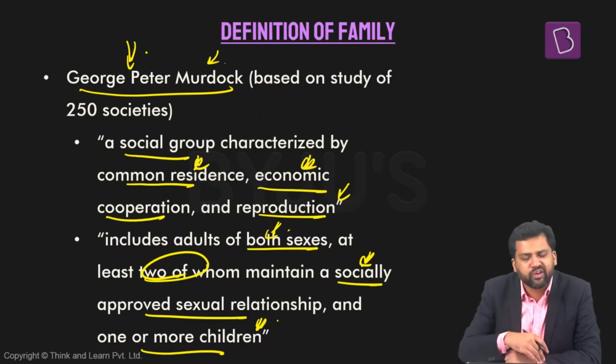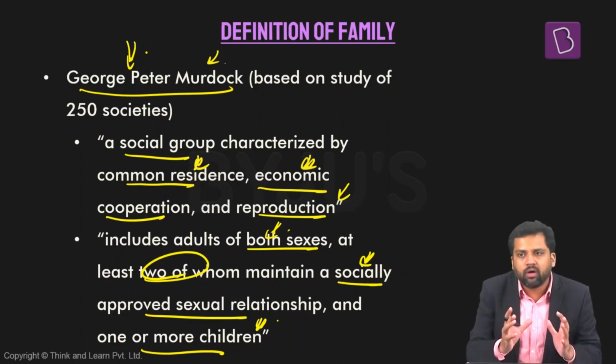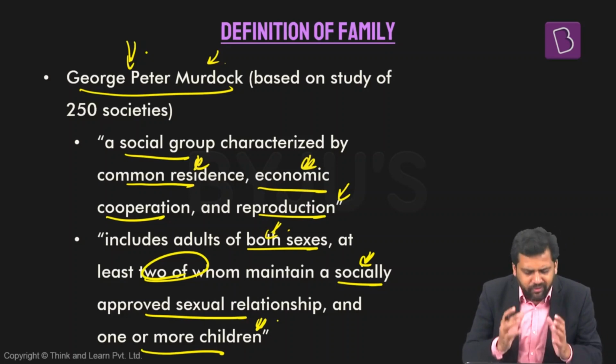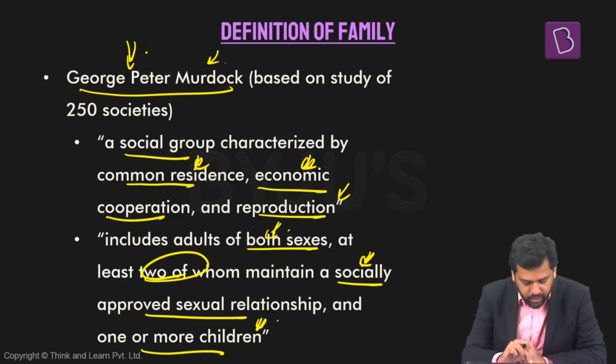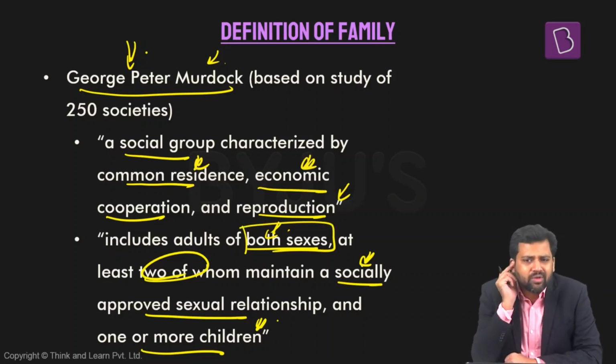Now, as I was reading out this particular definition, you would have already had different questions, right? That this is how maybe families exist or have existed. But all these things also vary. In fact, there will be many exceptions to this particular model that you see. For example, it says that it includes adults of both sexes. Maybe you have families in which this is not the case. Maybe you have families where the adult is only from one sex. That is also possible, right?